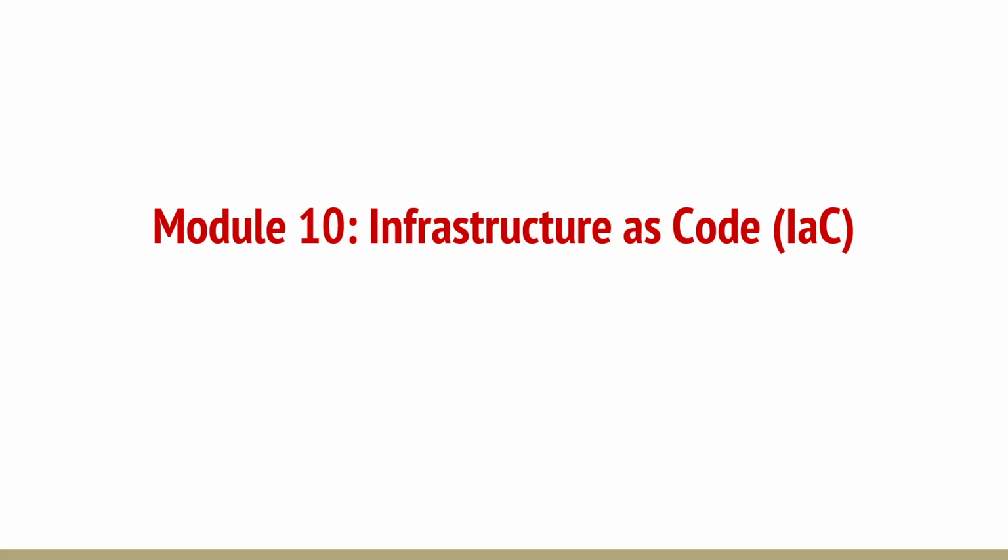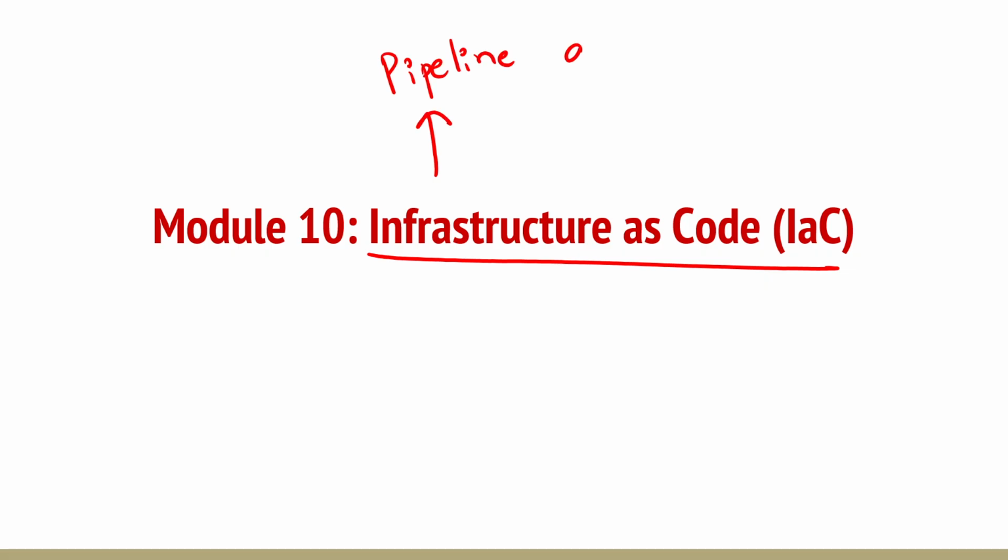So, in this we are going to talk about infrastructure as code, right. This is the final module of the DevOps course. What is this infrastructure as code? I will just recall what we have studied before: pipeline as code, right. We have talked about YAML configuration.